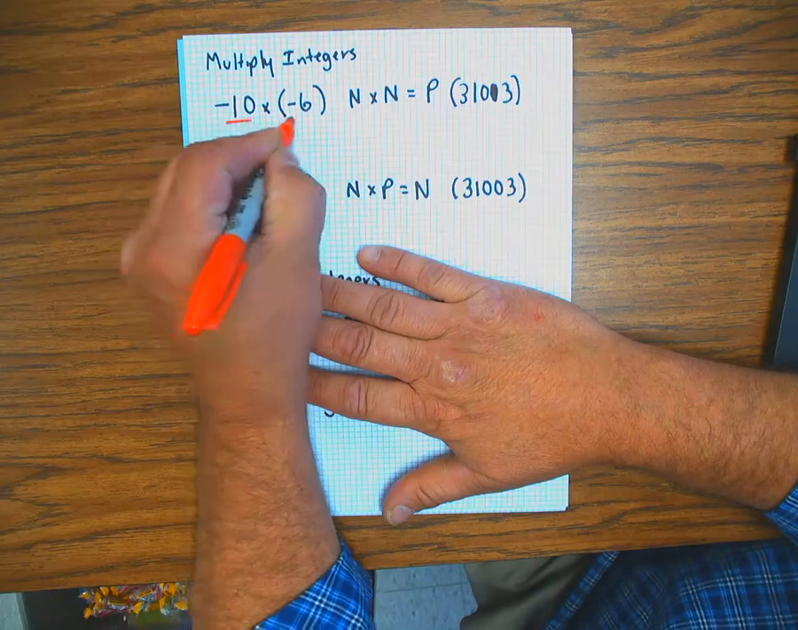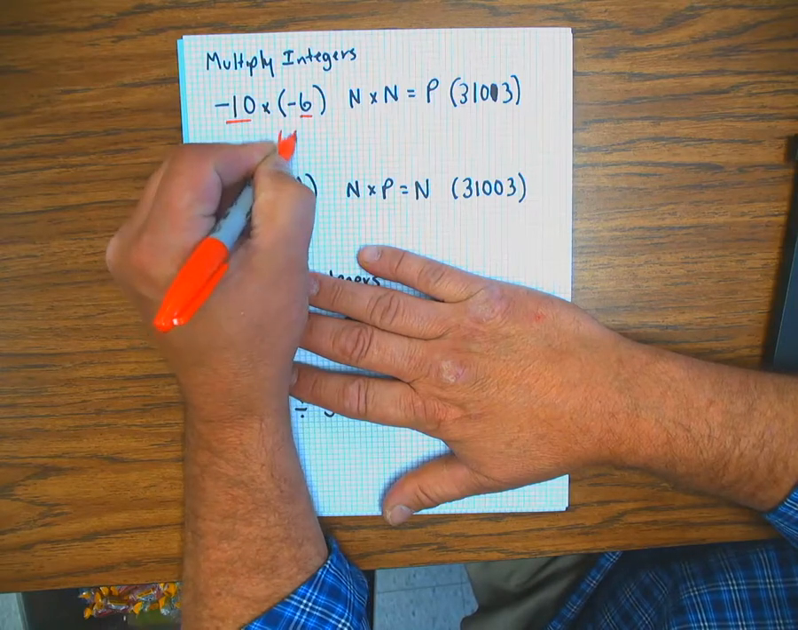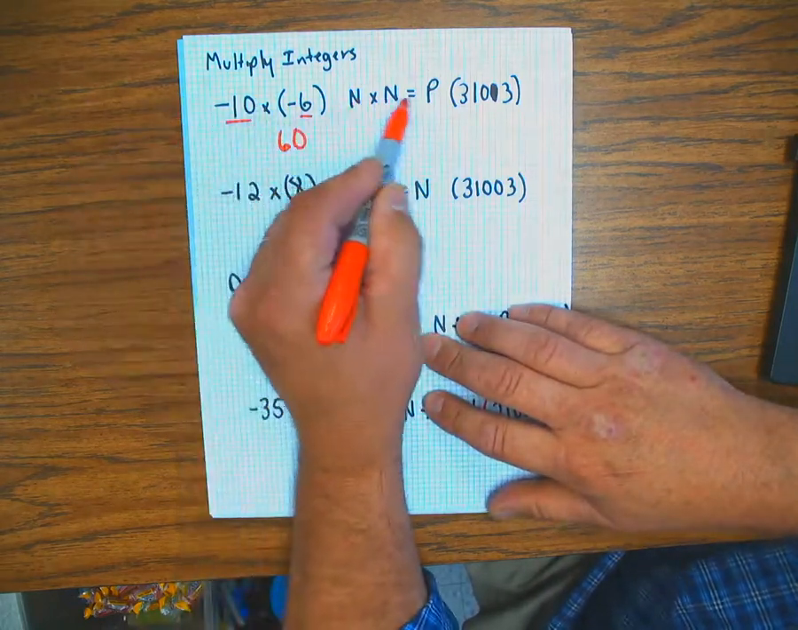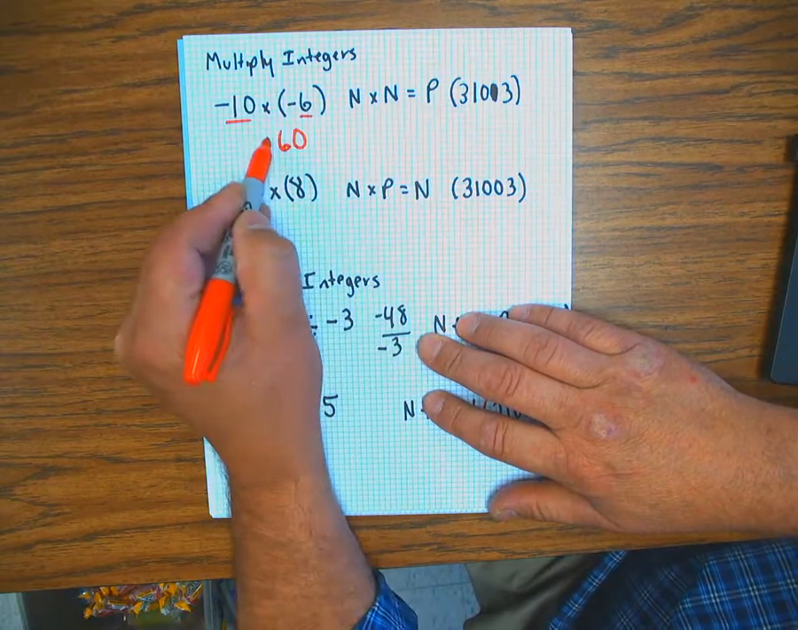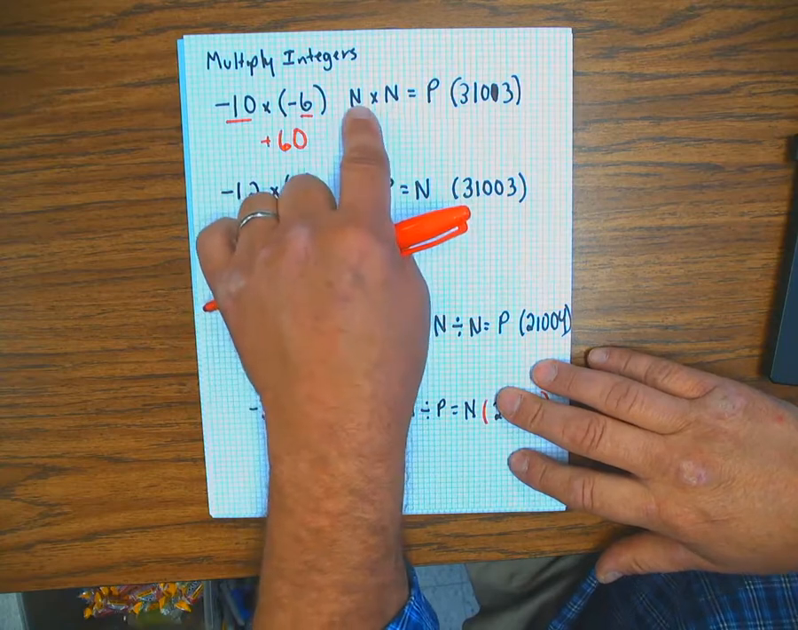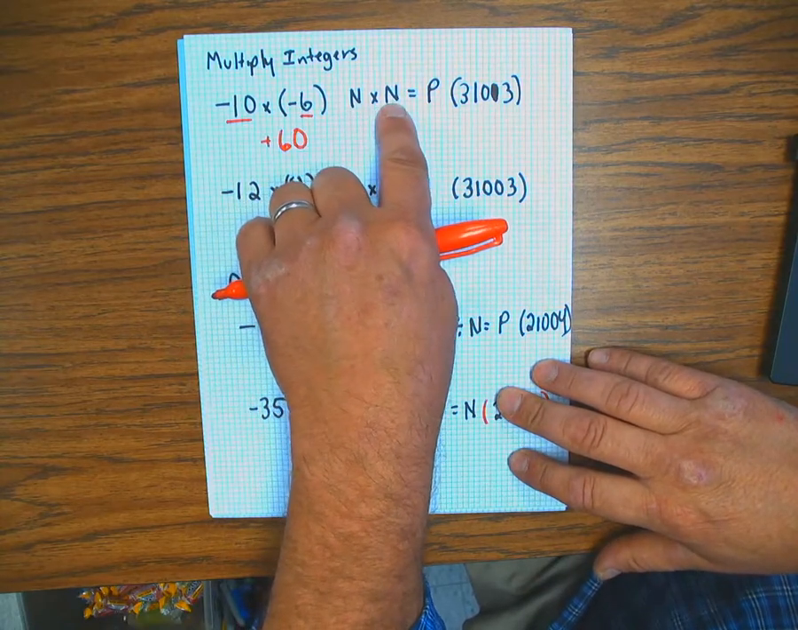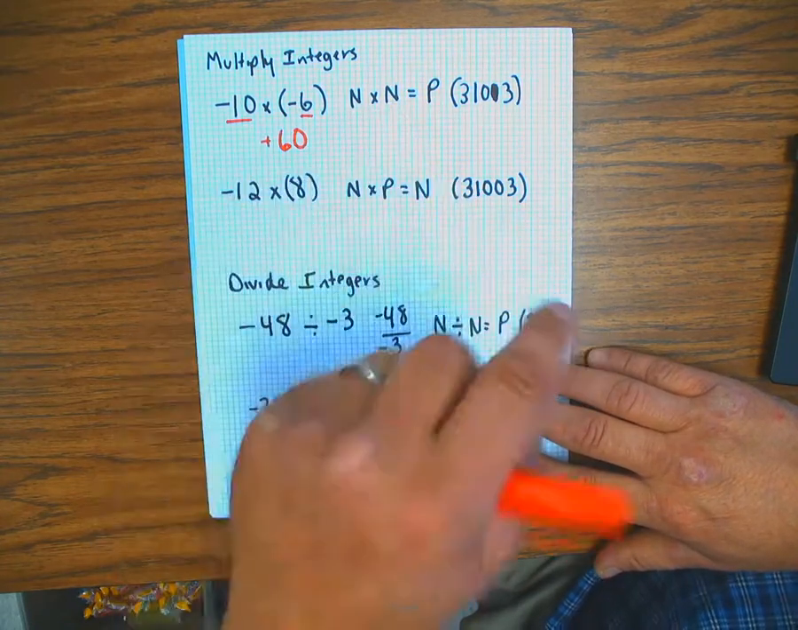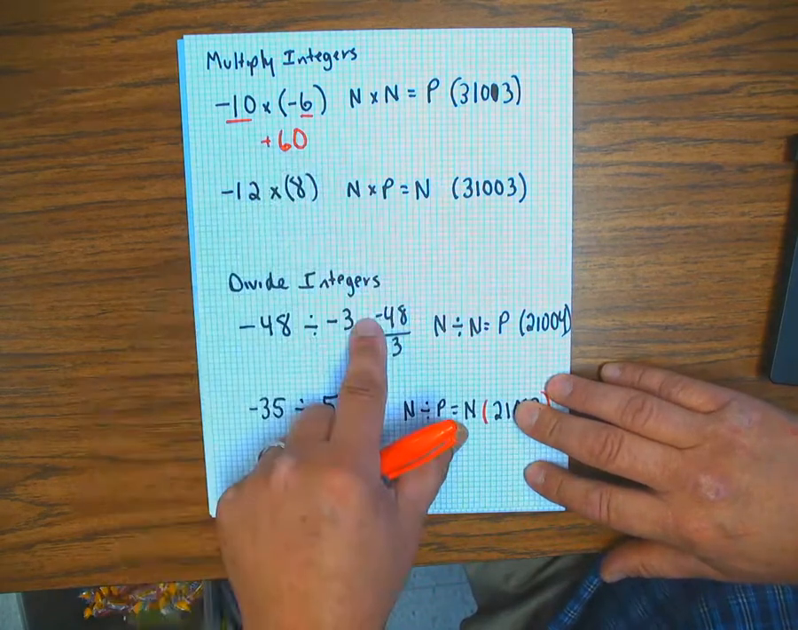Well, I do the math, 10 times 6, which is 60. And because they are both negative, I end up with a positive 60. Think about the subtraction. You're really taking away six groups of negatives, so that's a positive in your favor when you take away a negative.